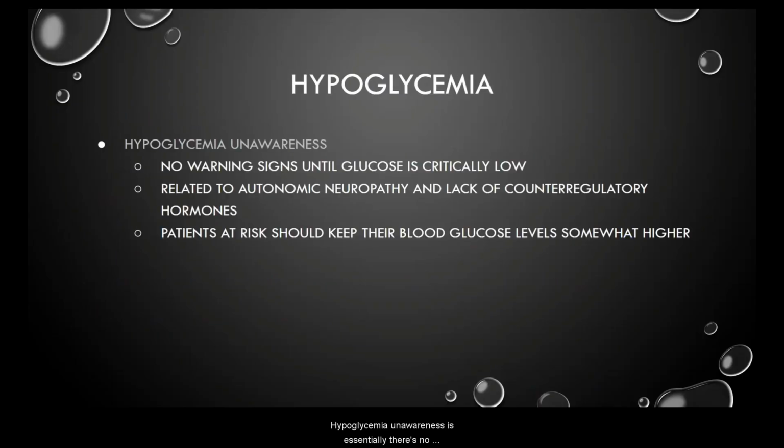Hypoglycemia unawareness is essentially there's no warning signs until their blood sugar is critically low. It's related to if they've got some autonomic neuropathy or a lack of counter-regulatory hormones. So all of the things that display the symptoms, so the shakiness, the tremors, the diaphoresis, hunger, mood change, confusion, difficulty concentrating, those mechanisms aren't working as well as they should. So patients end up with a critically low blood sugar before they even realize they were low.